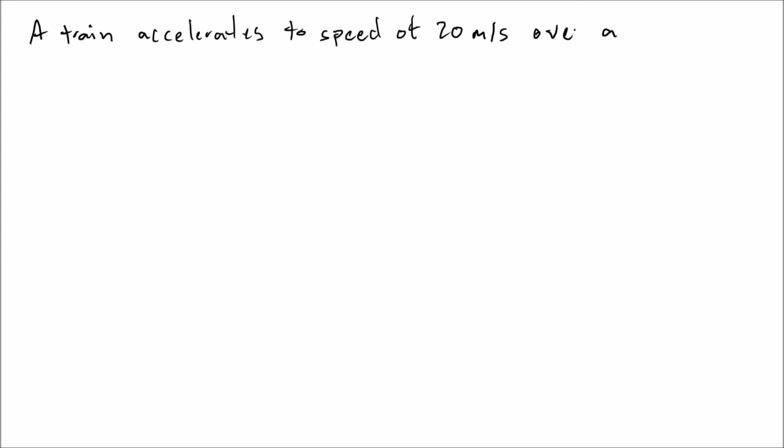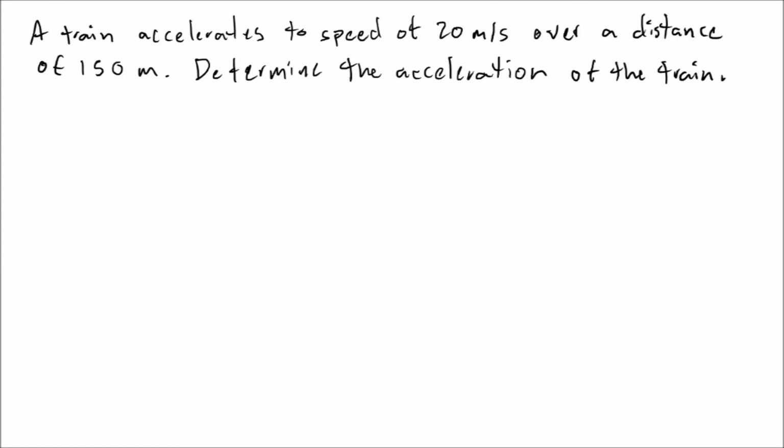And for the last one, a train accelerates to a speed of 20 meters per second over a distance of 150 meters. Determine the acceleration of the train.